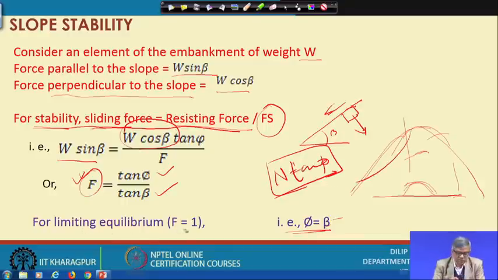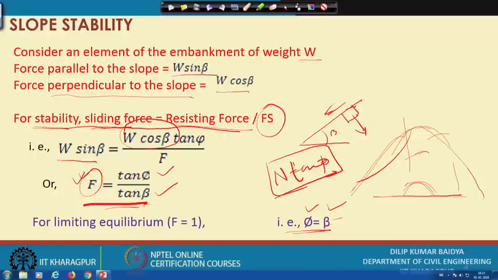So, factor of safety is 1 means phi equal to beta. Okay. So, this is a very simple thing we have considered. We assume a slope, and we have considered a small mass on the slope, and I considered the equilibrium of it, and from there I have tried to equate the forces, with the requirement of factor of safety greater than 1, and then ultimately I get this expression, and from there if you take F equal to 1, then I get phi equal to beta.